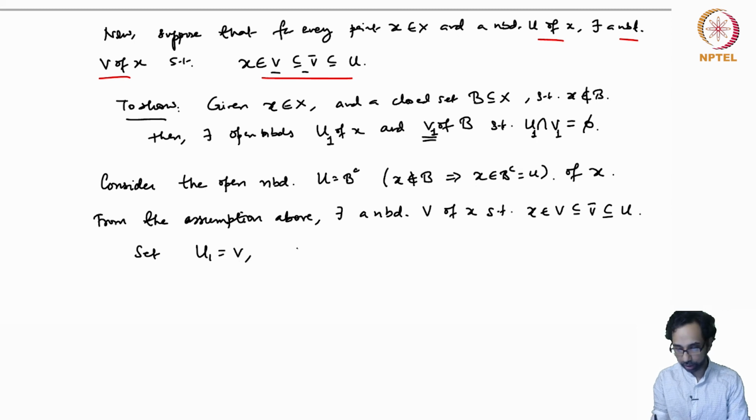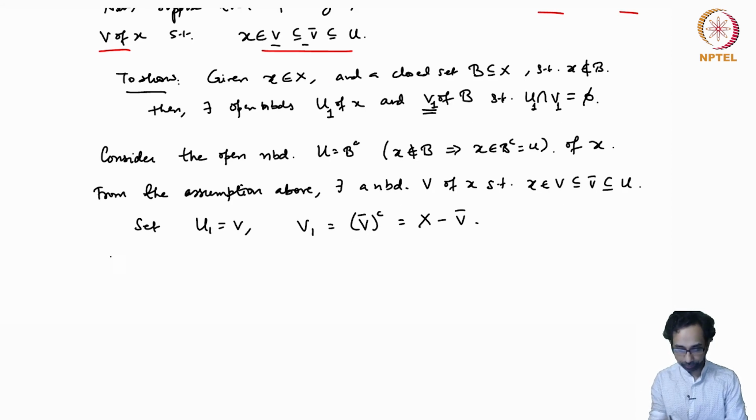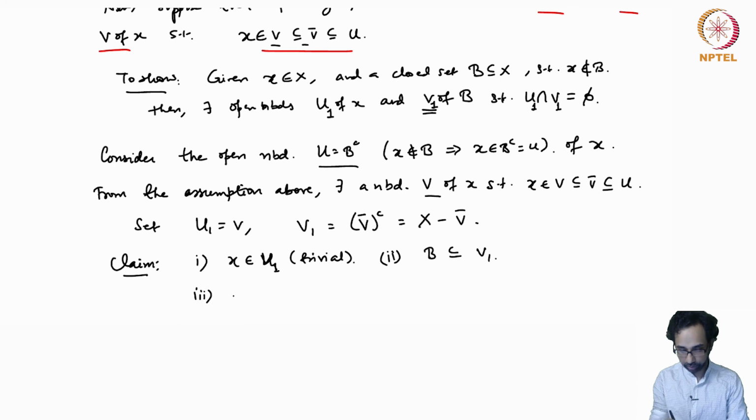And now set U1 to be V and V1 to be the complement of the closure of V. So this is just X minus V closure, and because V closure is closed, V1 is open and U1 is of course an open set. I claim that first of all, X belongs to U1. This is trivially true because we have already seen that V is a neighborhood of X. Secondly, B is a subset of V1, and thirdly, probably the most important, V1 and U1 are disjoint.